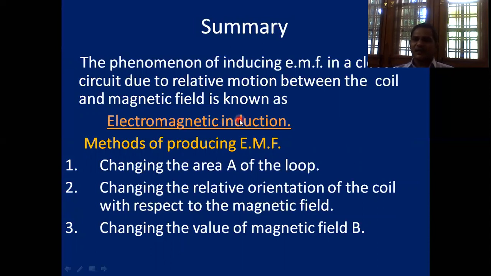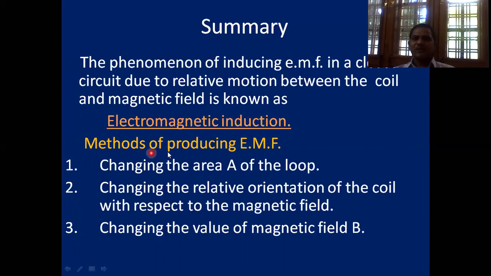So with that explanation, the final conclusion we can say is, if there is a relative motion between a magnet and the closed loop, then the EMF can be induced in the closed loop, right? The direction of induced EMF, or the direction of induced current, is according to Lenz's law. It is the consequence of the law of conservation of energy.